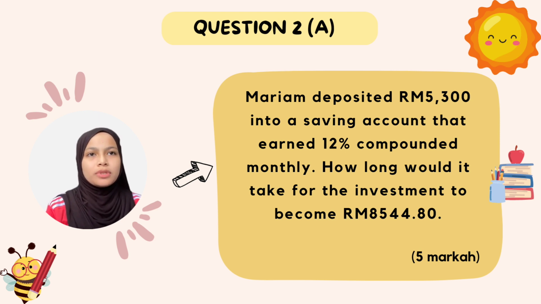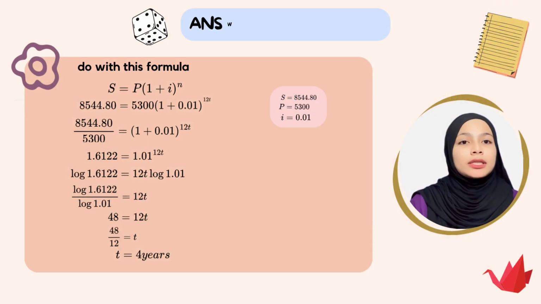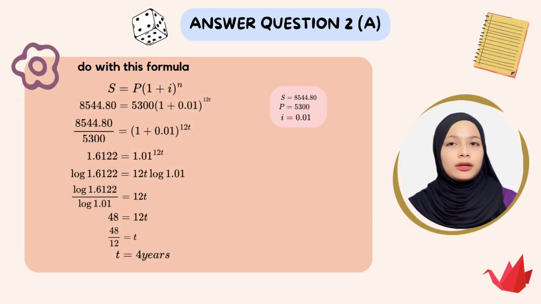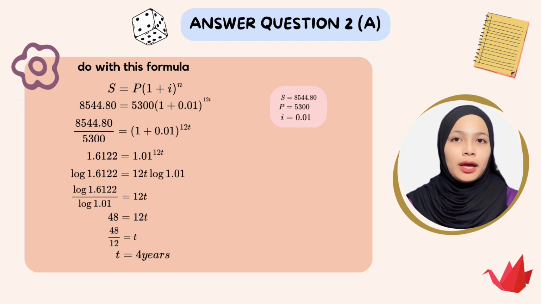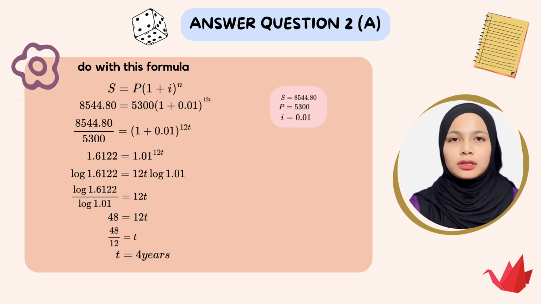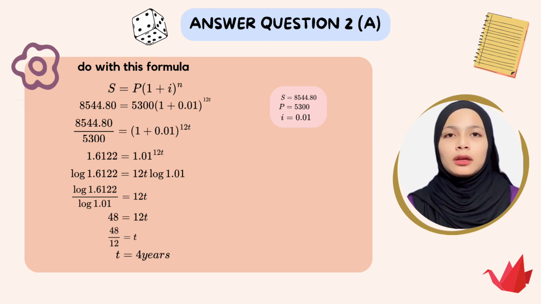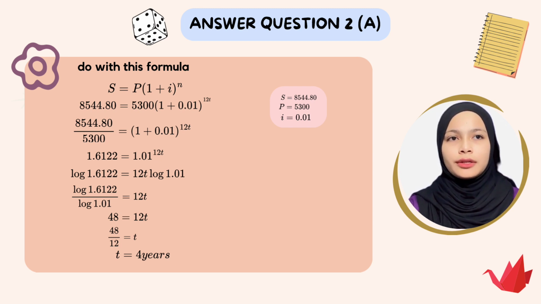Question 2a. Marian deposits 5,300 ringgit into a savings account that earns 12% compounded monthly. How long would it take for the investment to become 8,544 ringgit 80 cents? To answer question 2a, use this formula. The formula is S equals P, bracket 1 plus I, bracket, to the power of N. The amount S is 8,544 ringgit 80 cents. P is 5,300 ringgit.